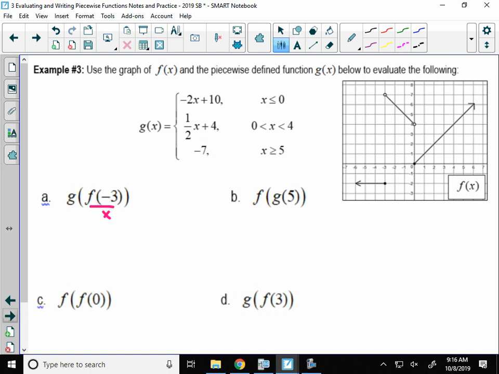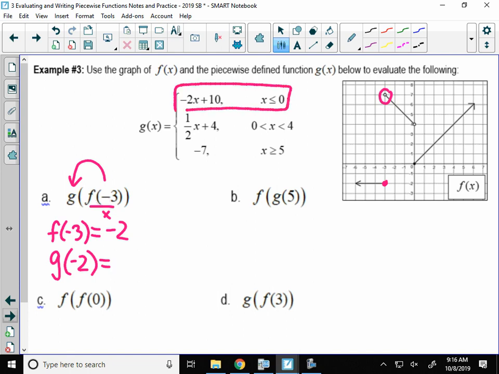So I'm going to start with the function of x, which is the graph. I'm going to go to where -3 is, and I get an output of -2. I'm not using the open dot because I have a closed dot with a value at that place. So the output's -2 there. Now, what I do is I take that -2 and I put it into the function on the left, which is g. So I'm going to go over to g here and find which domain does -2 fall into. It looks like the top one because -2 is less than or equal to 0. So I'll put -2 in for x here. That gives me 4 plus 10, which is 14. That would be the answer.